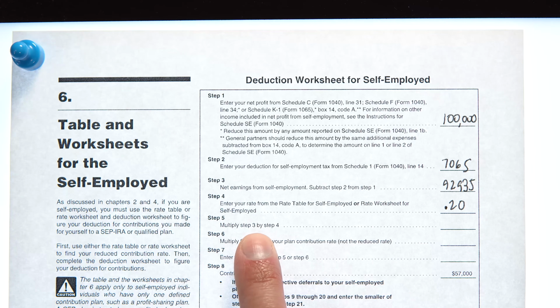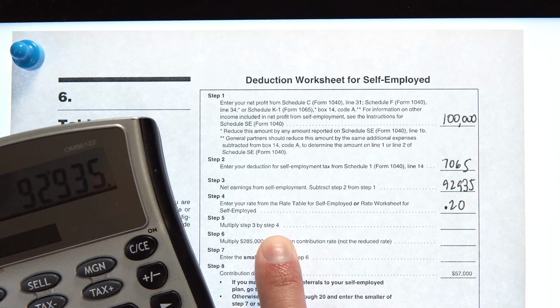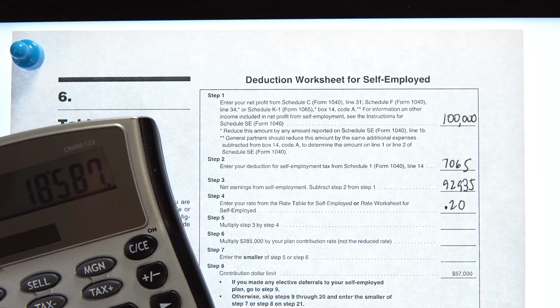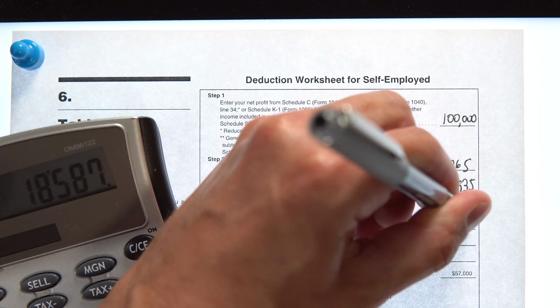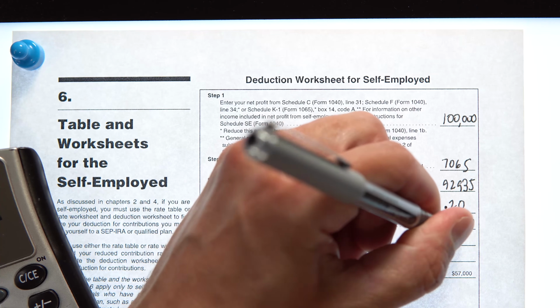Now, step 5, multiply step 3 by step 4. So step 3 is our 92,935 times 0.2 is our 18,587. I had an extra 0 in there. So let's do that again. 92,935 times 0.2 is 18,587. So the next step is multiplying 285,000 by your contribution rate, which will give us 57,000.